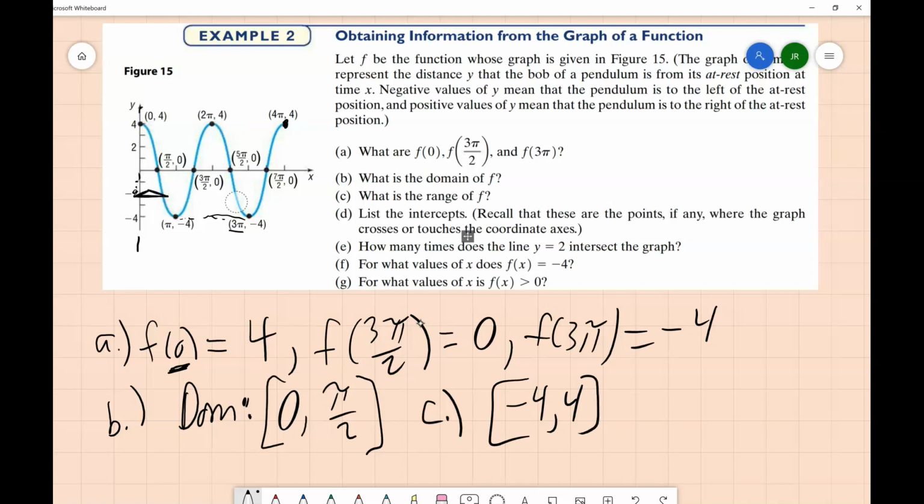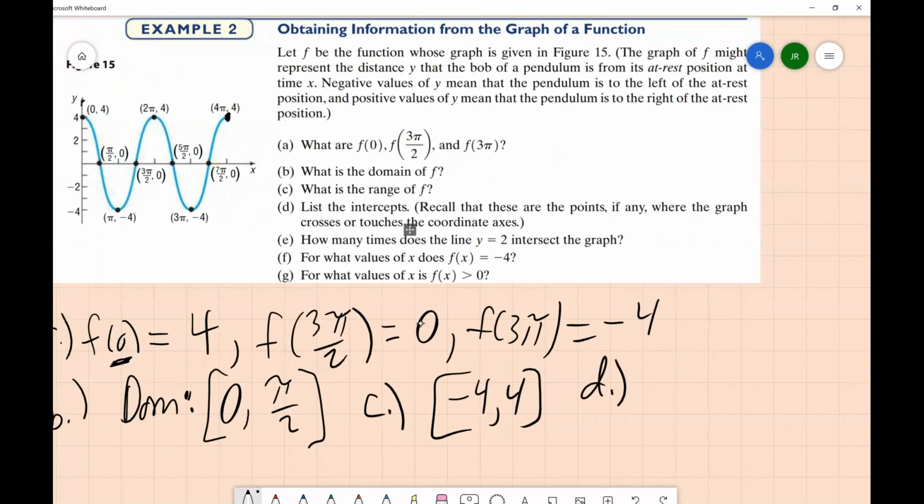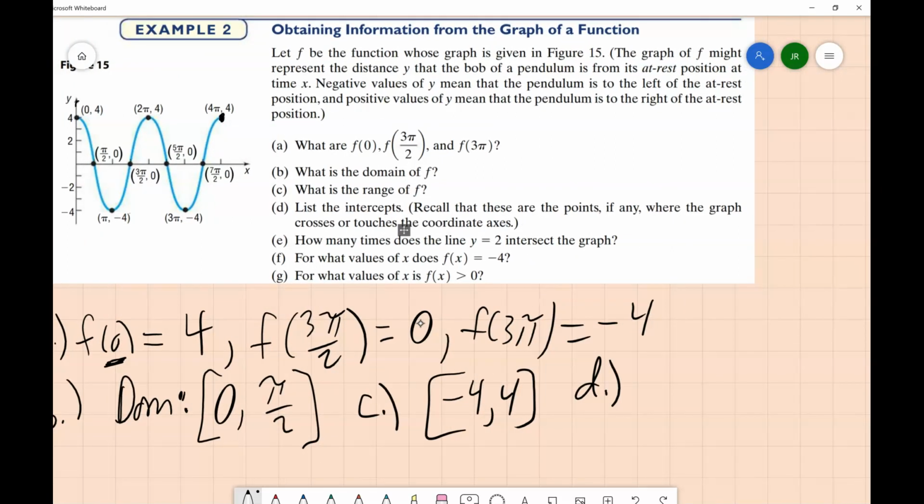All right. Next, it says list the intercepts. All right, part D, the intercepts. The intercepts are anywhere that it crosses or touches the X or the Y axis. Since it doesn't just say X-intercepts or Y-intercepts, it just says intercepts, we actually have to give the ordered pairs for those. If it just said X-intercepts, I could just give the X values where it hits the X axis. But since it just says intercepts, I do have to give the ordered pairs.